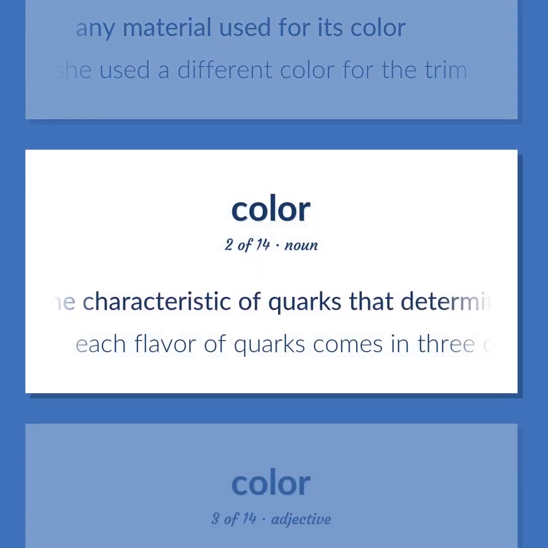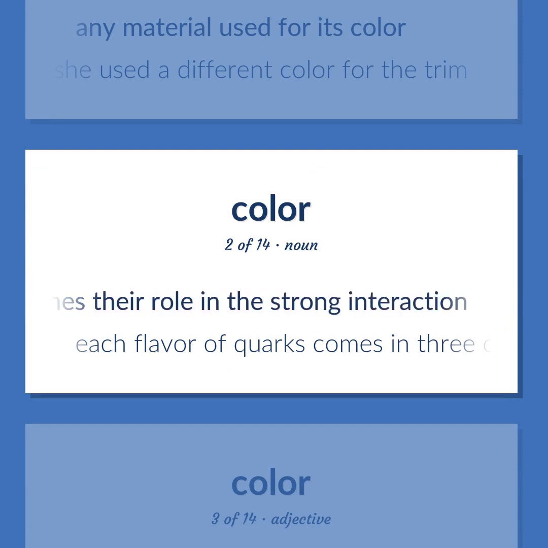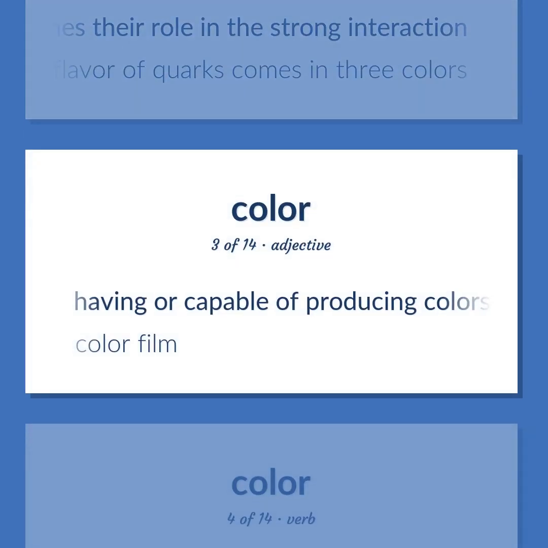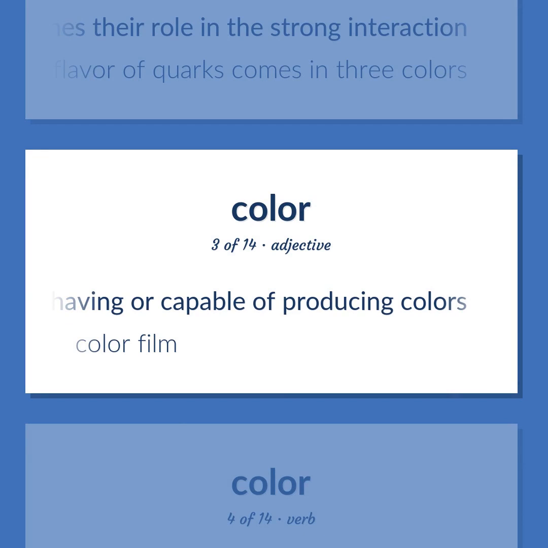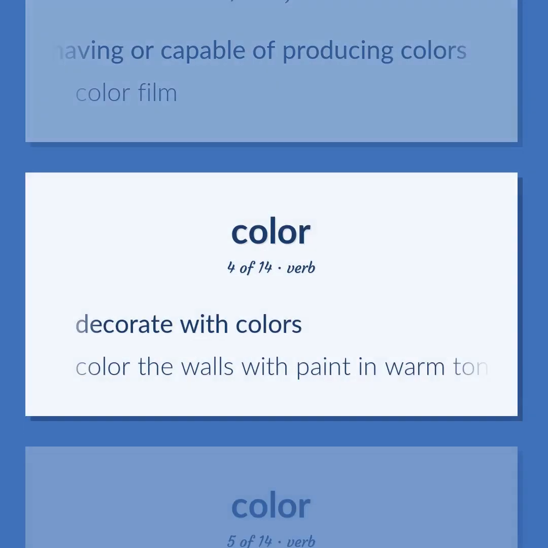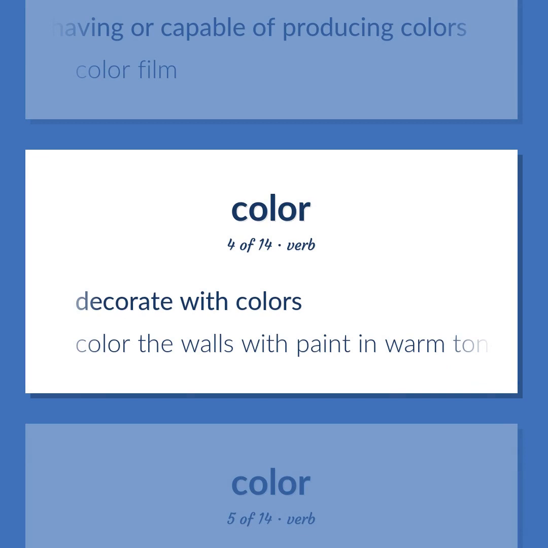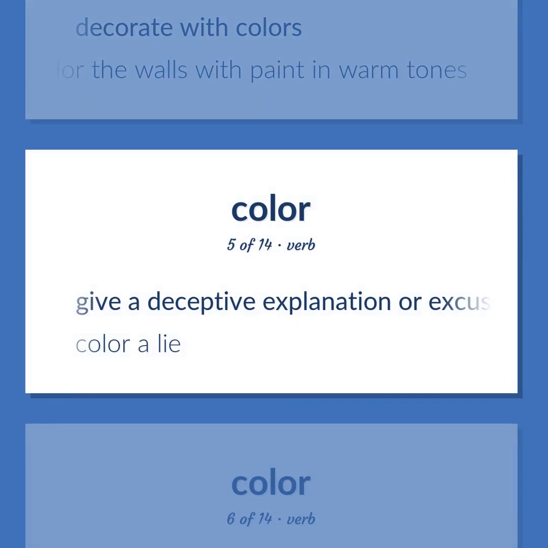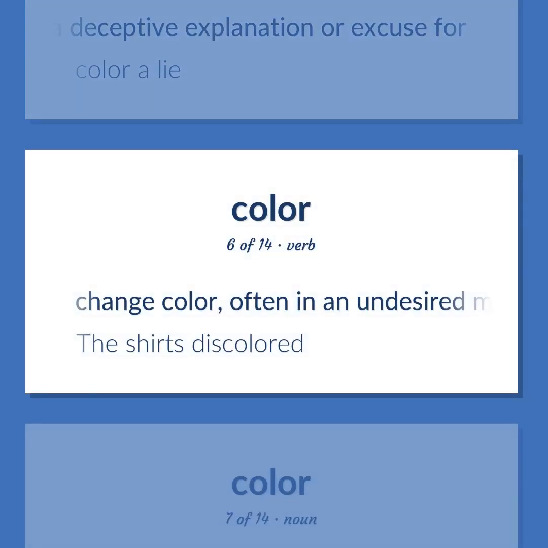Physics. The characteristic of quarks that determines their role in the strong interaction. Each flavor of quarks comes in 3 colors. Having or capable of producing colors. Color film. Decorate with colors. Color the walls with paint in warm tones. Give a deceptive explanation or excuse for. Color a lie. Change color, often in an undesired manner. The shirt's discolored.